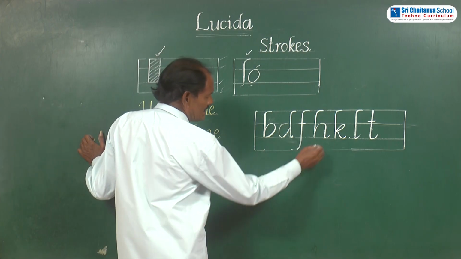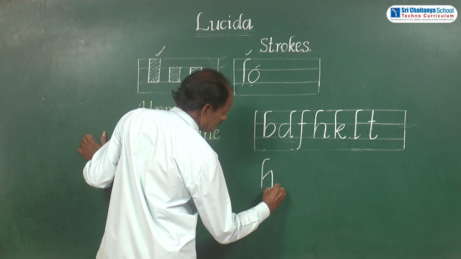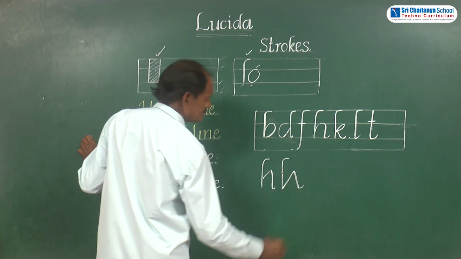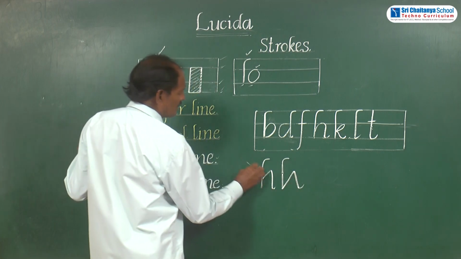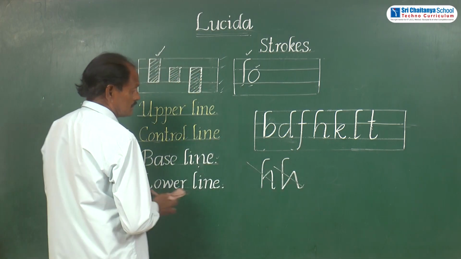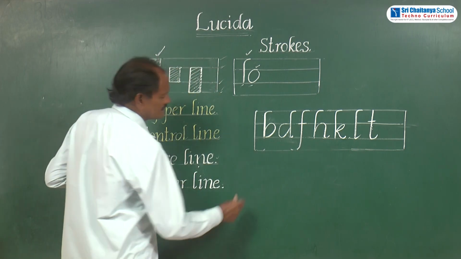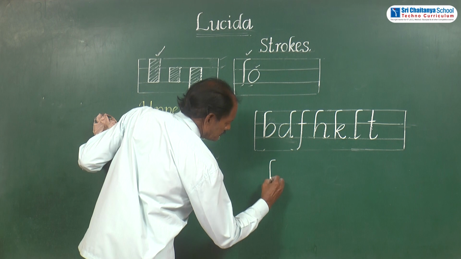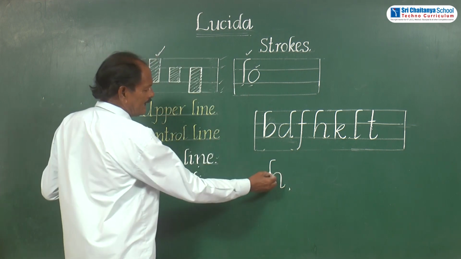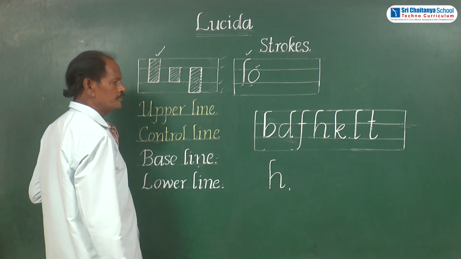And regarding H, somebody used to write H in this way. Somebody used to write like this. These two are the wrong ways of writing H. The right way of writing H is this one. We should make a small hemisphere at the top of this stroke.